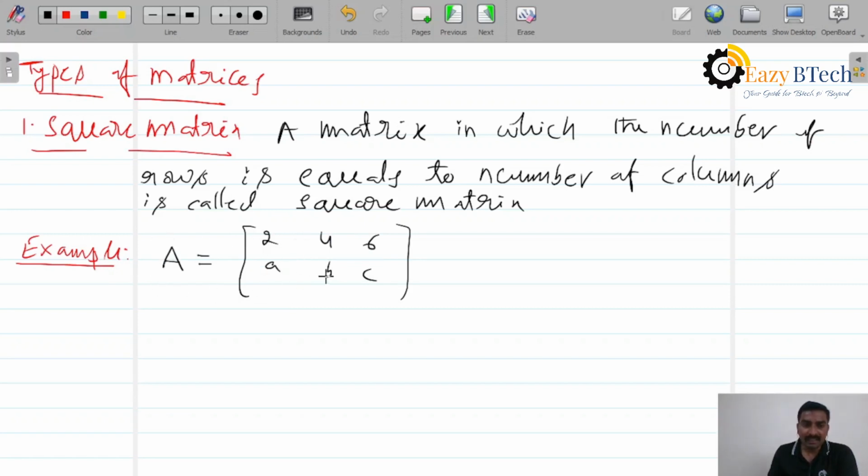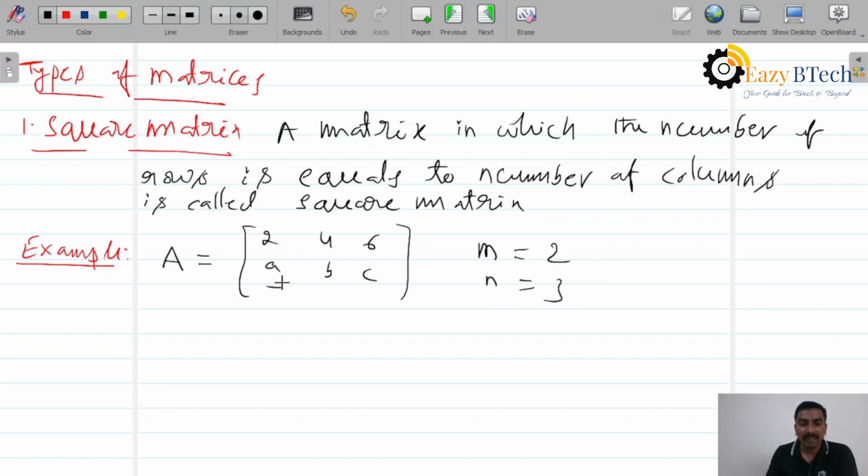So if you see this matrix, it is not a square matrix. Why? Because 2, 4, 6 is one row, and a, b, c is another row. Here the number of rows m equals 2 and the number of columns n equals 3. So it is not a square matrix.